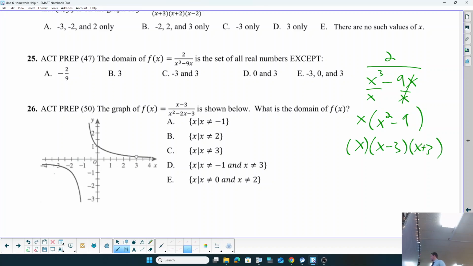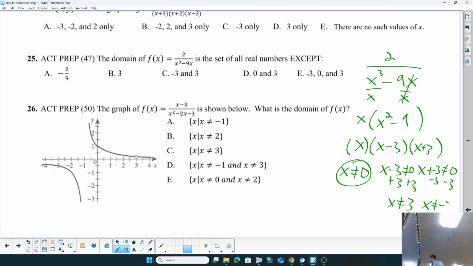Nice. And then each of those can't equal 0. So that's one of them. We add 3 to the other side, so x can't equal 3. Minus 3 to the other side, x can't equal -3. There we go. Nice. Which answer is that one? That's this one. Way-o. So do the same thing with 26.